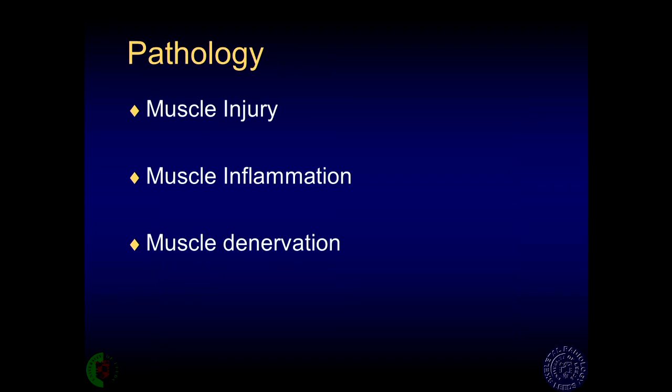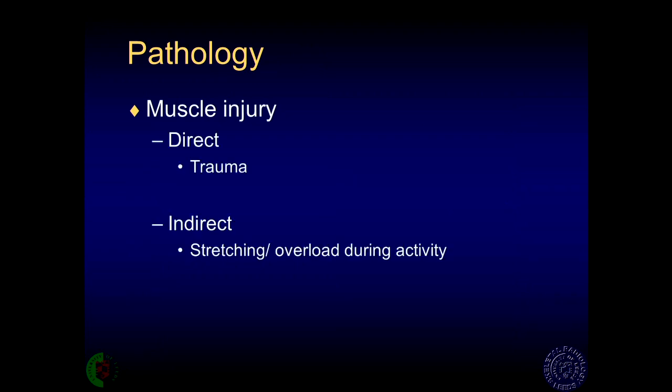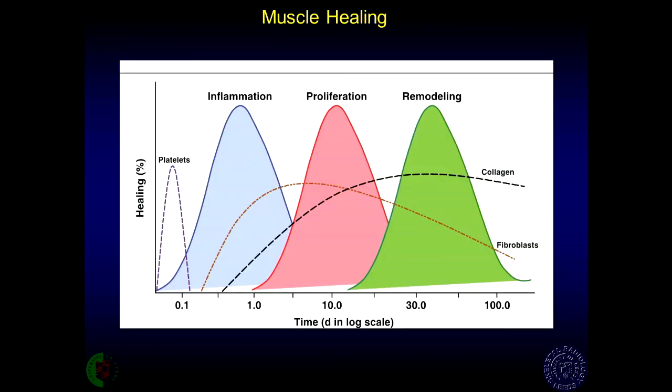So what sort of pathobiology are we dealing with? Well, we're going to talk a bit about muscle injury first, then inflammation and denervation. Muscle injury can be caused by either direct or indirect injury. Direct injury is sometimes called contusion and relates to direct trauma to the muscle. Indirect injury is a stretching or overloading injury during training or activity, and this tends to occur at the myotendinous junction, which forms the weak point of the kinetic chain in young athletes.